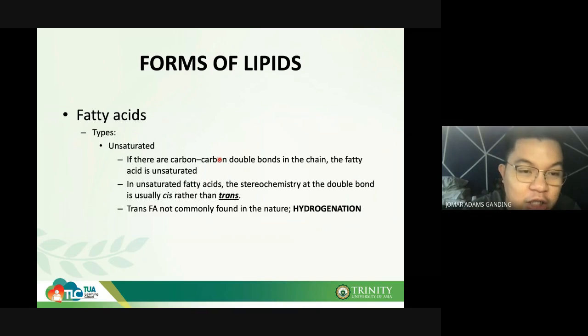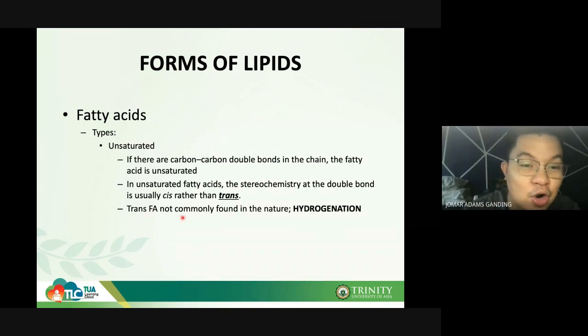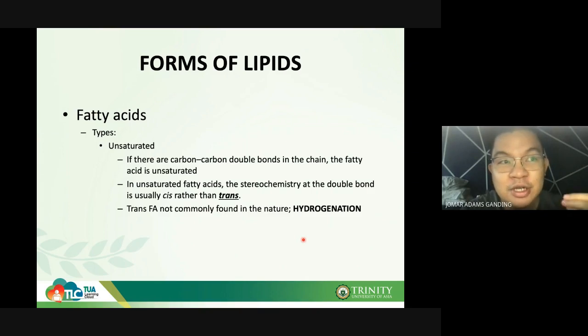And before I forget, there's also another form of fatty acid, which we now call trans fat or trans fatty acid. Trans fatty acid is not commonly found in nature. Why? Because these are synthetically or chemically made in the laboratory or in the factory where food is being manufactured.